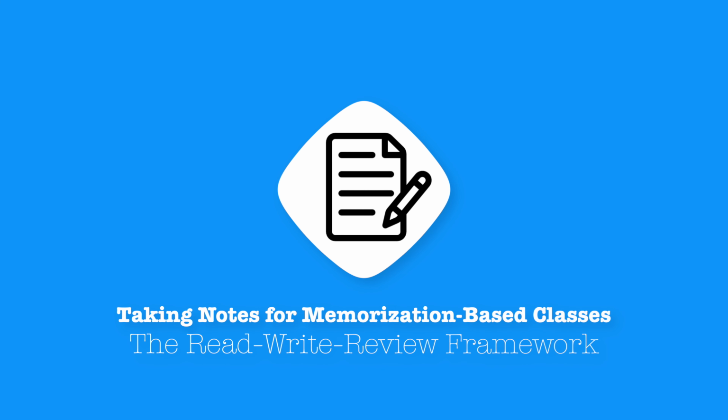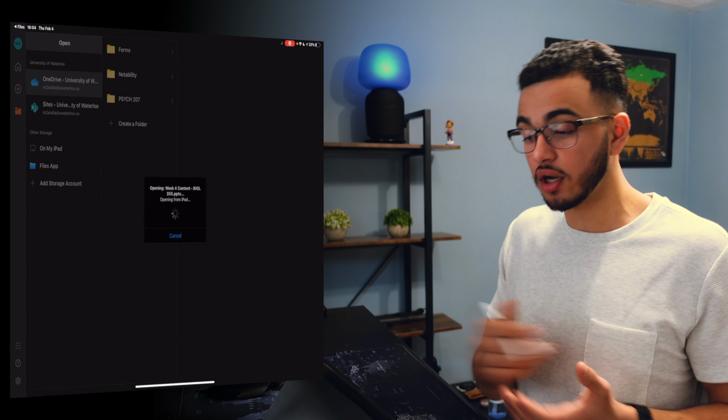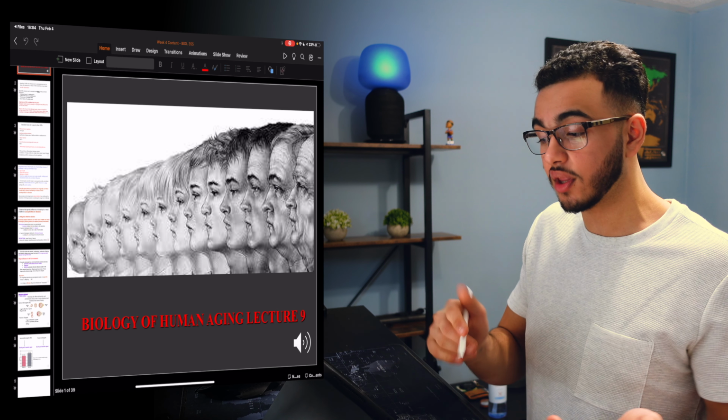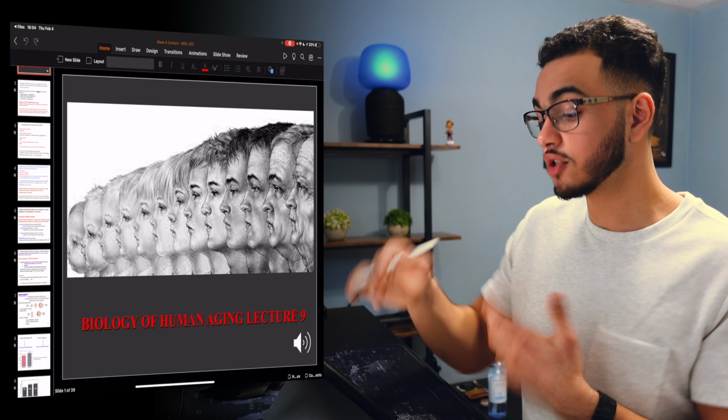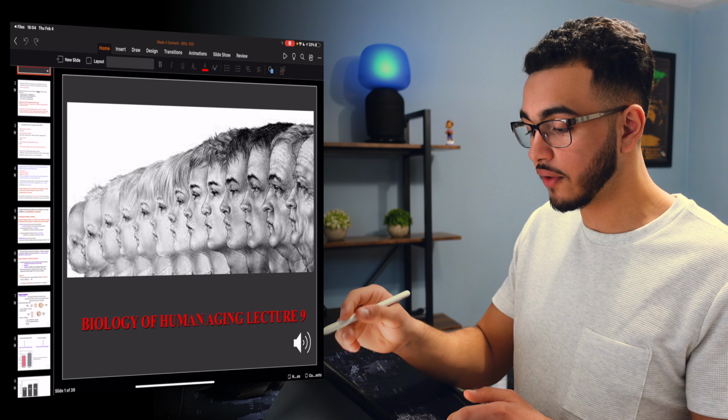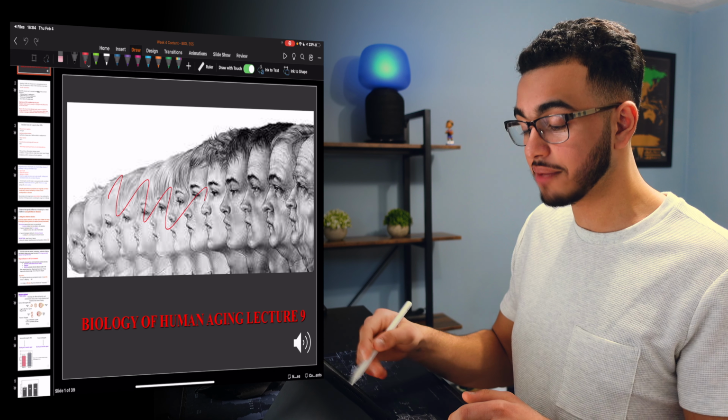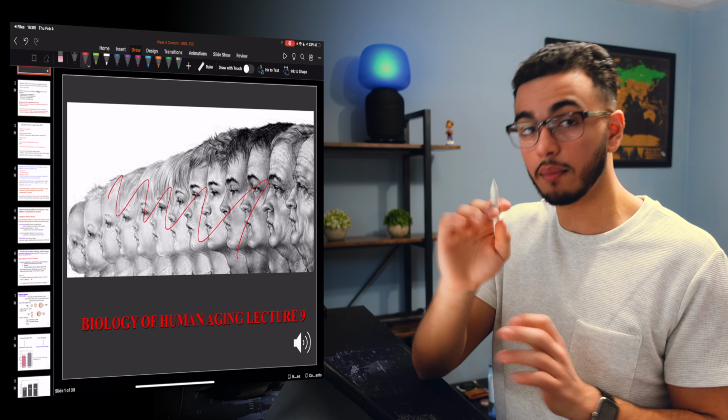Now, the read, recite, and review framework essentially works for any course where there's memorization, even the least bit of memorization. I personally use it in biology and in psychology, and I'll show you exactly how I use it. So I open the iCloud files up by itself, and it opens automatically in PowerPoint. The reason I like doing this is because this PowerPoint account is connected to my laptop's PowerPoint account. So any changes I make right here, like if I were to draw something, will also be updated on my iCloud Drive.